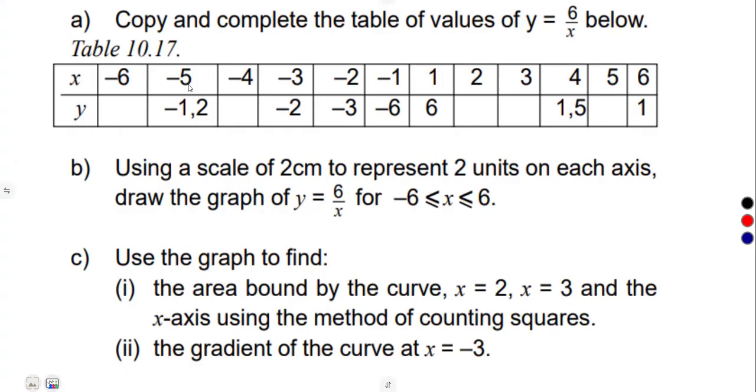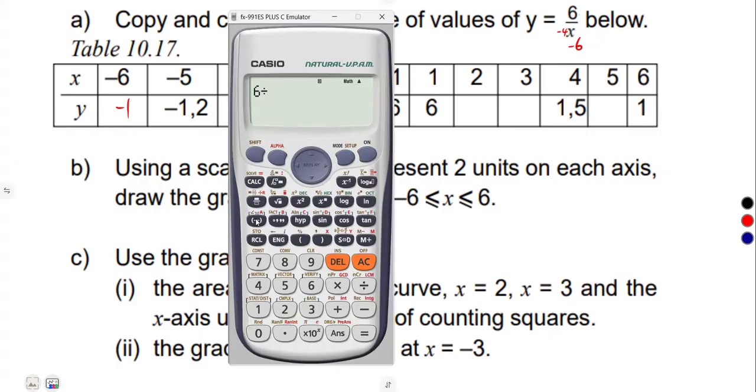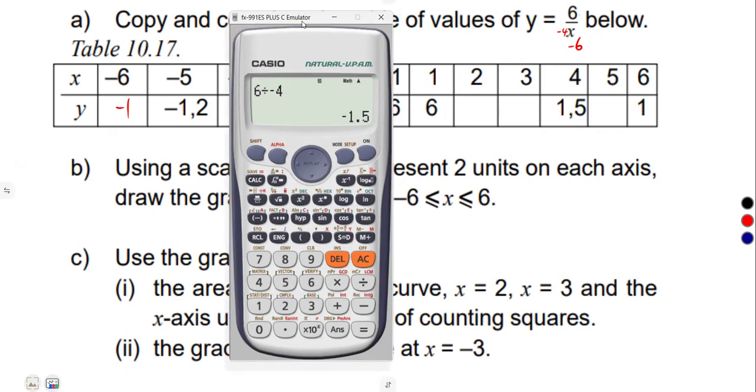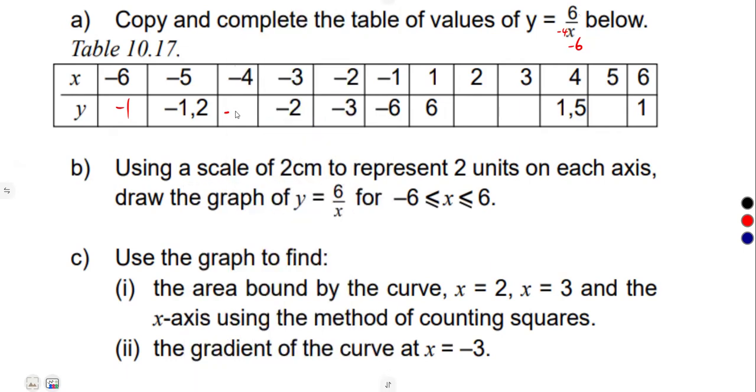Then we are given: copy and complete this table of the graph of y is equal to 6 over x. All right. That is, we've got missing values, minus 6. When x is minus 6, simply put minus 6 here. 6 divided by minus 6, that's what? Minus 1. When x is minus 4, put minus 4 here. So 6 divided by minus 4. 6 divided by negative 4 is what? Minus 1 comma 5. So when x is minus 4, y is minus 1 comma 5.